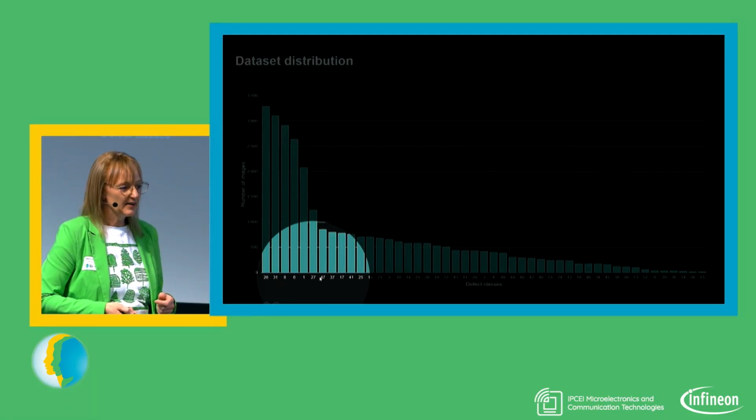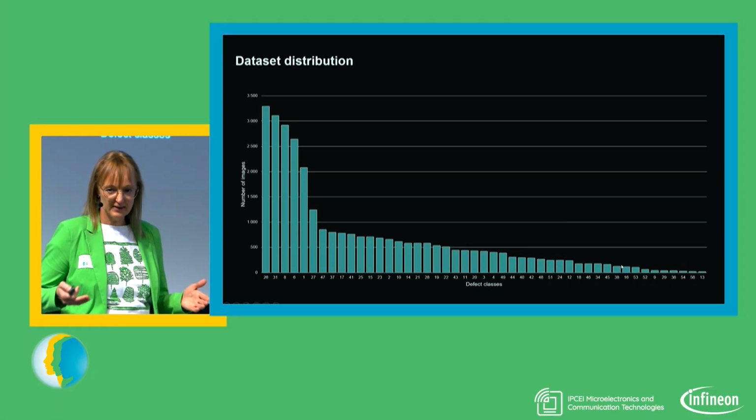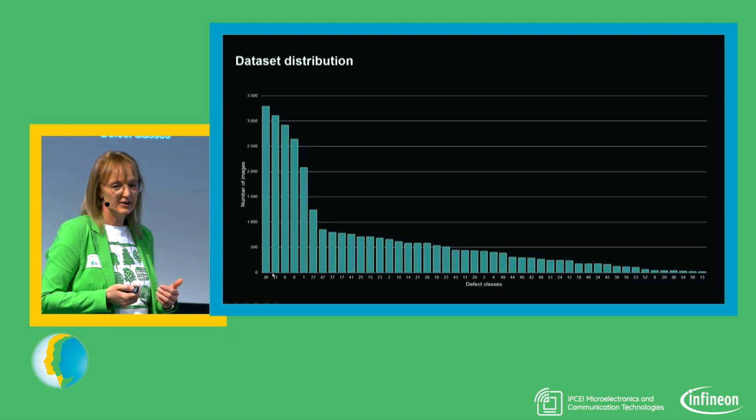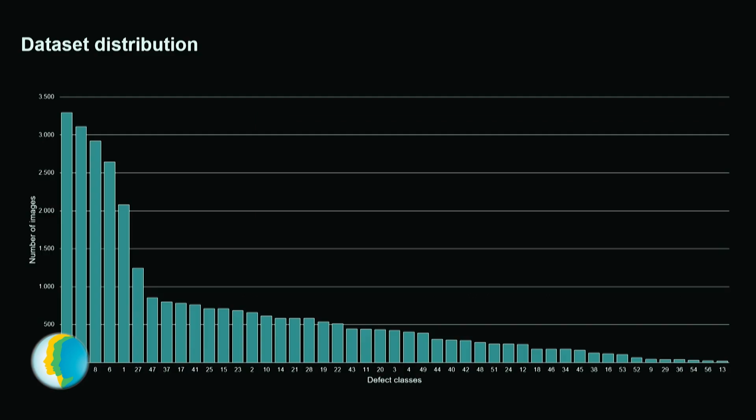On the x-axis, you can see our defect classes, and on the y-axis, the number of samples in each class. And you can observe this data set is highly imbalanced. This is the situation we always have when we work with data. If we would train a model on such a data set, it would be biased towards the classes where we have enough samples. But this is not what we want. We want to have a model which works for all the classes, potentially, right?